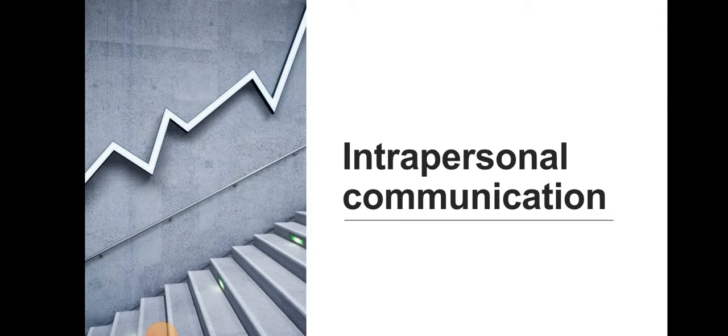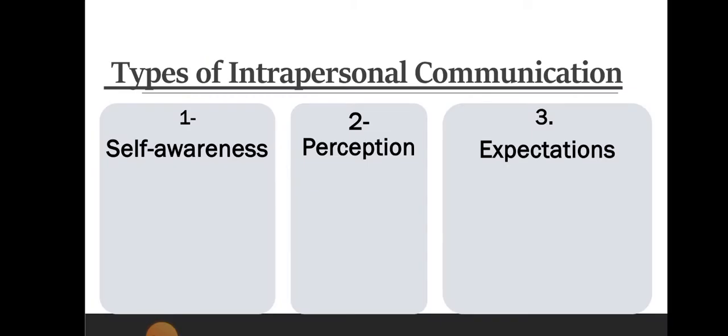Now we will see in this video what the different types of intrapersonal communication are, and we will also look at examples related to the different types. You can see that there are three types of intrapersonal communication. The first one is self awareness, also called self concept. The second one is perception, and the third one is expectation. Now we will have a look at each one of them.